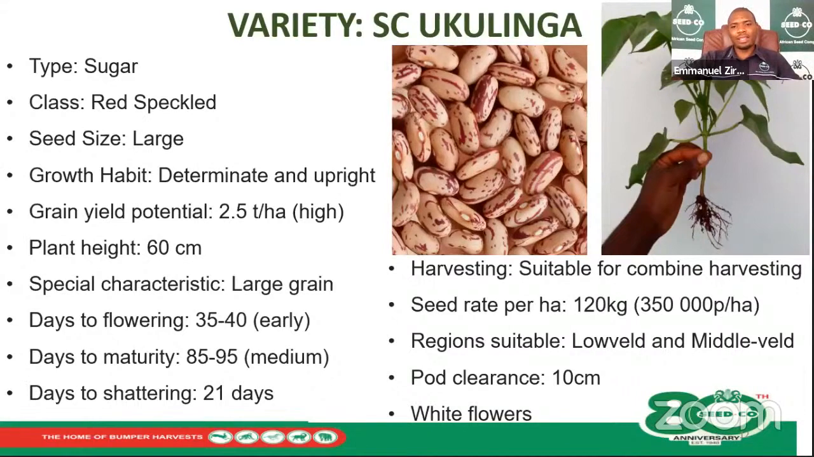Its seed rate is 120 kgs per hectare because of its large seededness. And you can put up to 350,000 plants per hectare maximum. It's also recommended to grow it in the low veld and middle veld. Pod clearance is 10 centimeters and it has got white flowers.